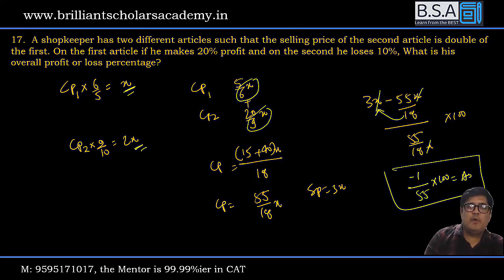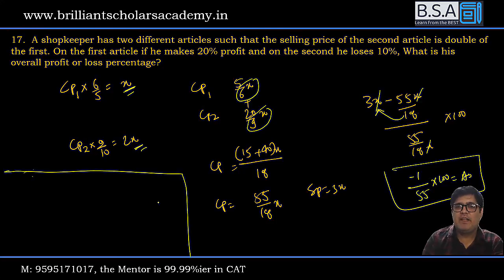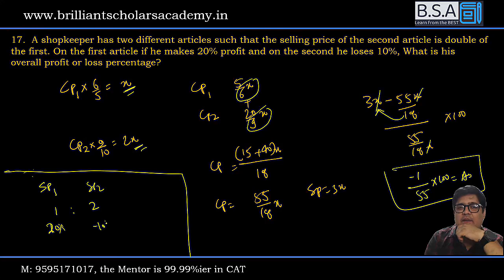Now I'll show you one wrong method that students have shared with me over the years. Similar kind of question. Listen to this. I will not mimic the person, otherwise you'll find out who the person is and you'll make fun of the person. Let's not do that. Selling price of 1, selling price of 2. Ratio is 1 by 2. The profit is 20%. The loss is 10%.